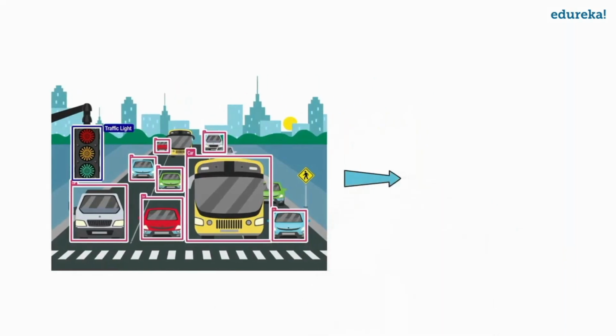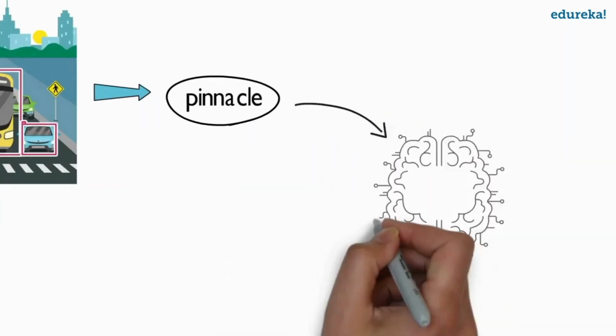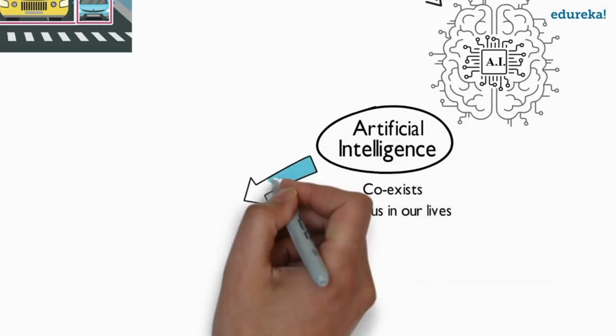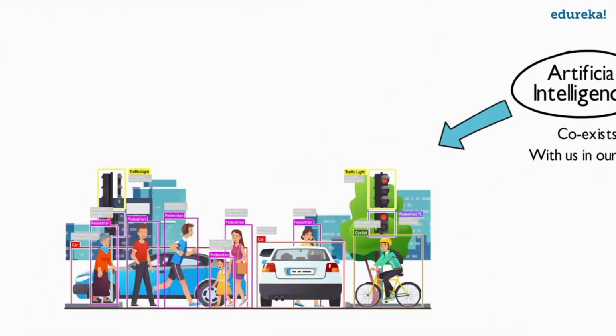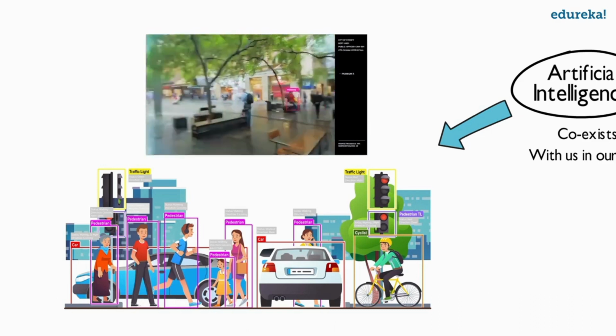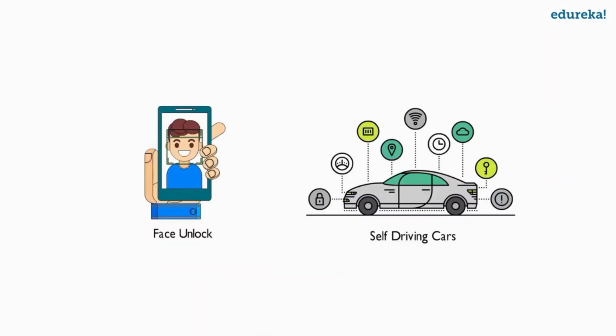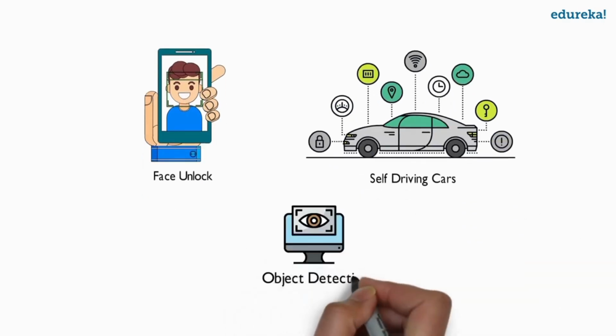Object detection may sound like a pinnacle in artificial intelligence, but it coexists with us in our lives. Hiding in plain sight, we often fail to notice simple applications of object detection around us. Have you ever wondered how a face unlock works on your smartphone? Or how a self-driving car operates on its own? The answer is object detection.